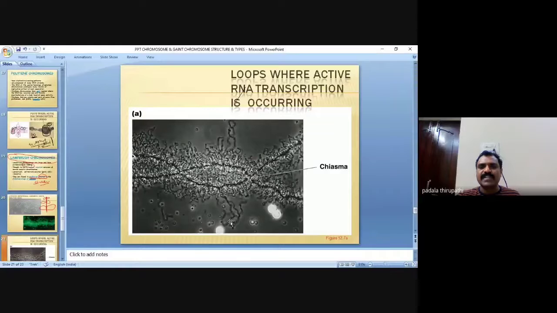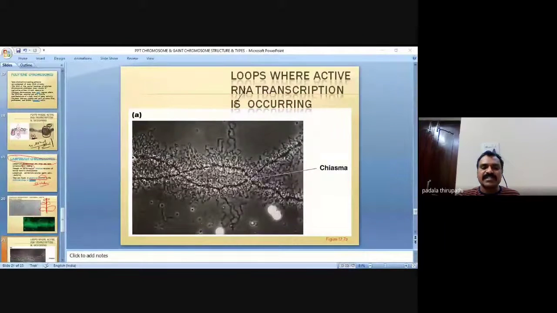The loops are where active RNA transcription is occurring. The loop region is a very active region for transcription. So this is a loop, this is a loop. This loop is the region which is very active for transcription.